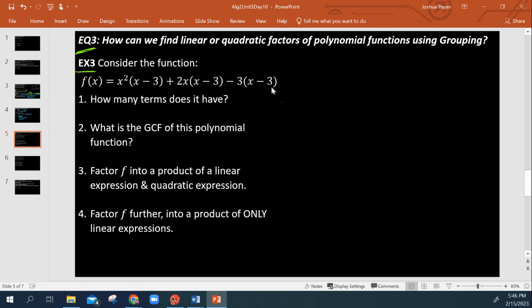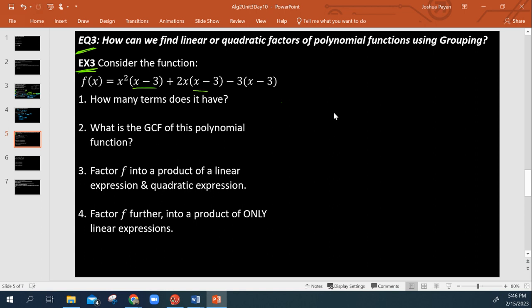So this first example here, we're not going to follow what all these directions say. We're just going to talk about how we can use factoring to get linear or quadratic factors, right? So we notice there's one, two, three terms here, all of which have x minus 3 in common, right? So that means we can treat that as a GCF and go ahead and factor that out.